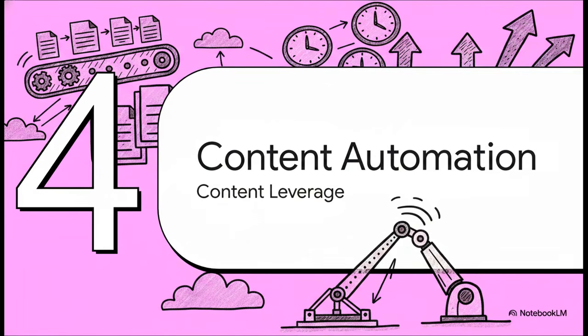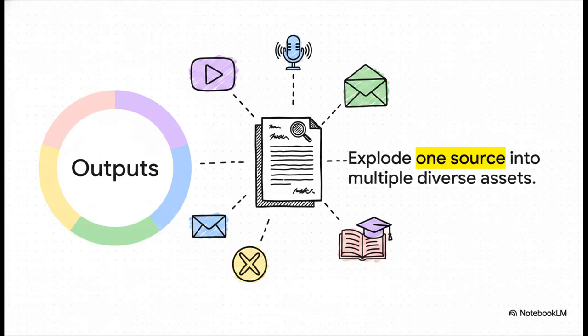Let's jump into Section 4, Total Content Automation. Picture pure workflow magic. By uploading just one single source document, like a dense research paper or a massive transcript, you can explode it into multiple completely different assets. From that one file, you instantly generate YouTube scripts, podcast outlines, newsletters, social media posts, study guides, the whole shebang. It literally turns 1 hour of effort into 10 pieces of output, saving creators and researchers so many hours of manual writing.